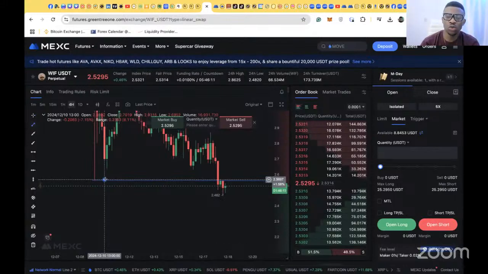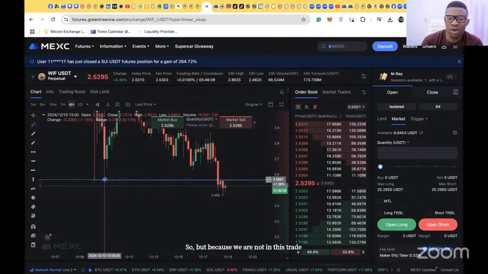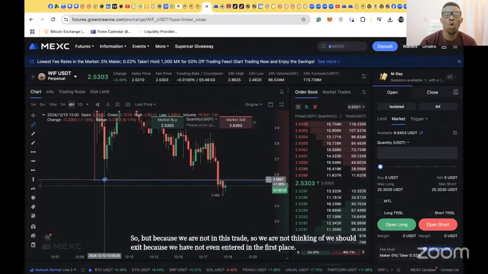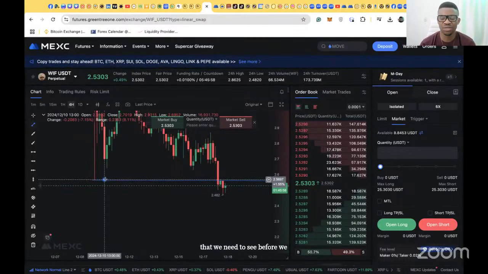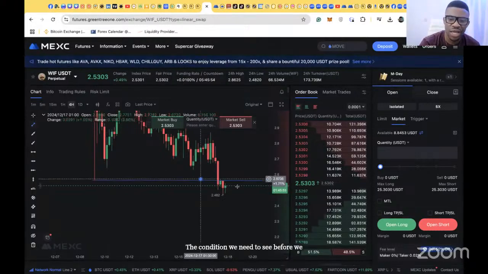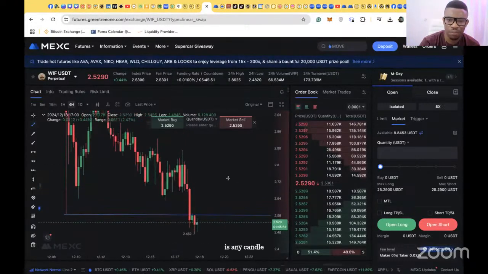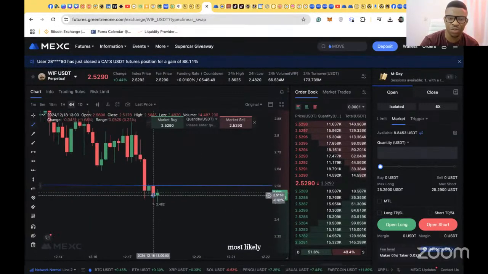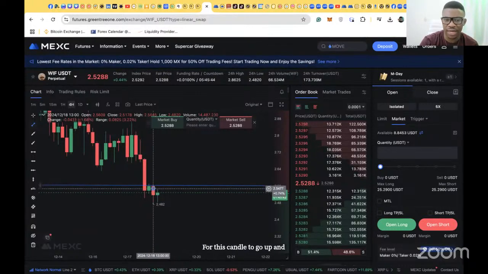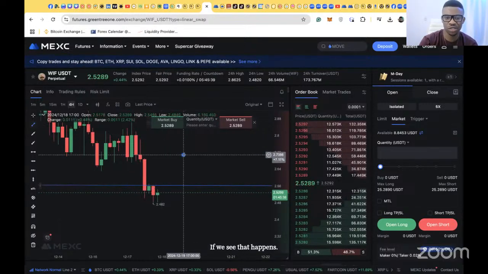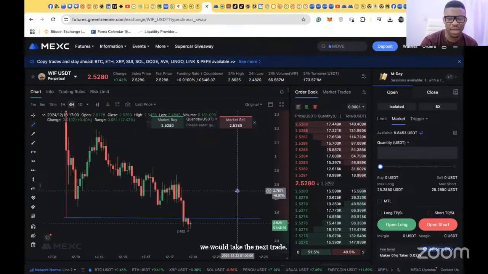But because we are not in this trade, we are not thinking of exiting, because we have not even entered in the first place. So what is the condition that we need to see before we enter this particular trade? The condition we need to see before we enter this trade is any candle, most likely this particular candle that is moving, to go up and close above this red candle. If we see that happen, we will take the next trade. Let me show you what I mean on TradingView.